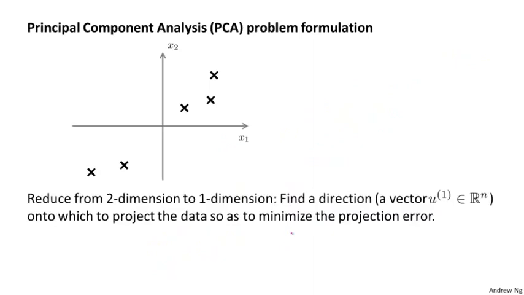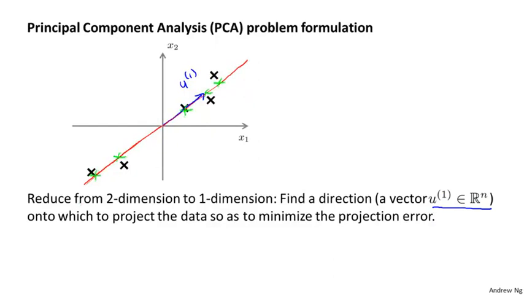Let's write out the PCA problem a little more formally. The goal of PCA, if we want to reduce data from two-dimensional to one-dimensional, is to find a vector u1, which is going to be in Rn, so that would be R2 in this case. I'm going to find the direction onto which to project the data so as to minimize the projection error. So in this example, I'm hoping that PCA will find this vector, which I'm going to call u1, so that when I project the data onto the line defined by extending out this vector, I end up with pretty small reconstruction errors. I end up with data that looks like this.